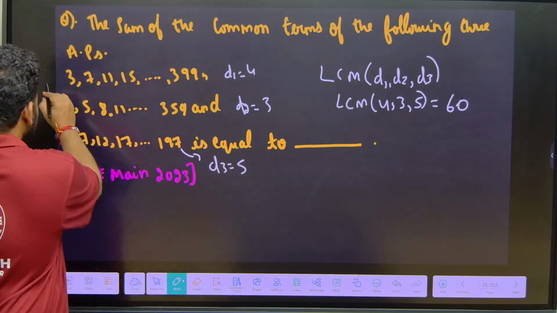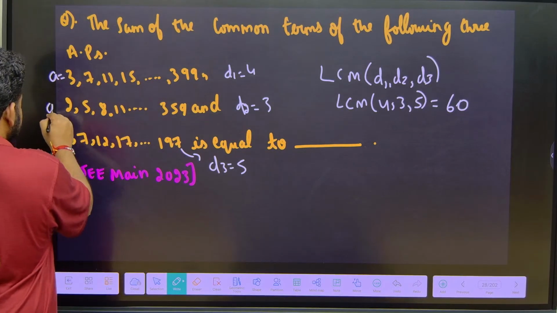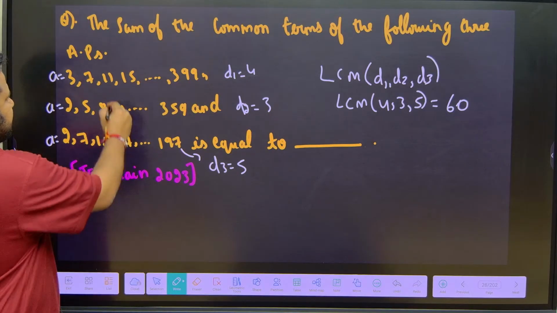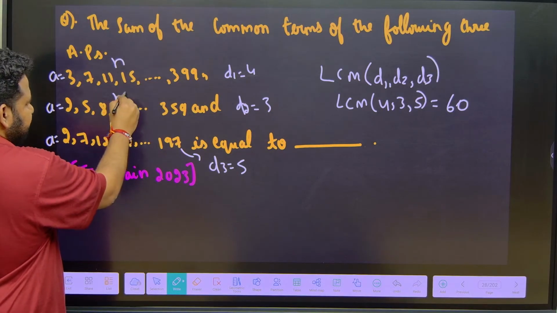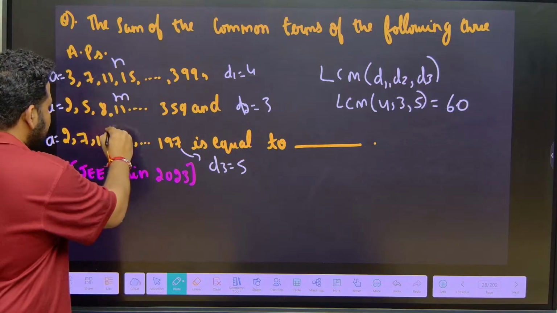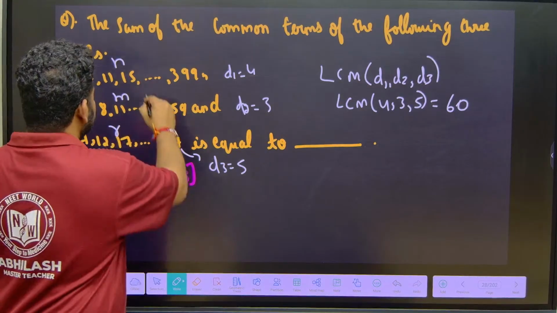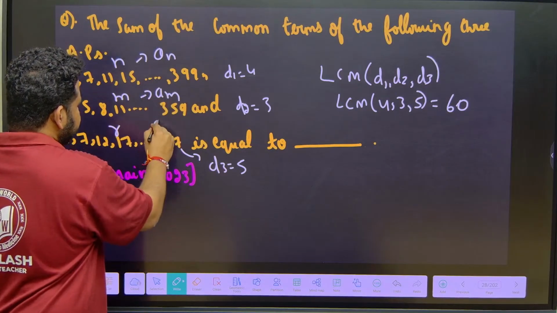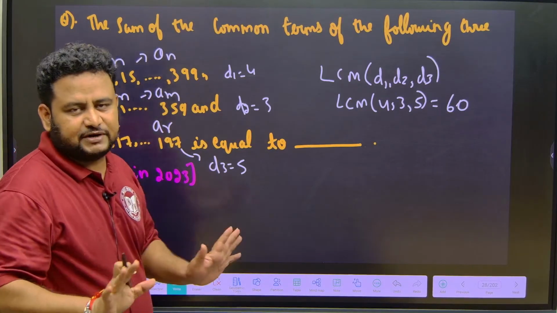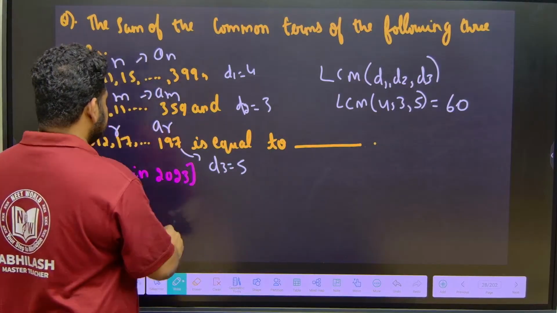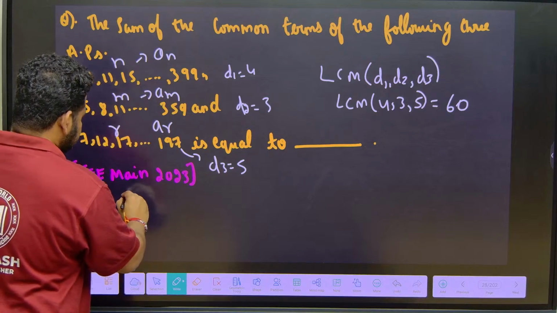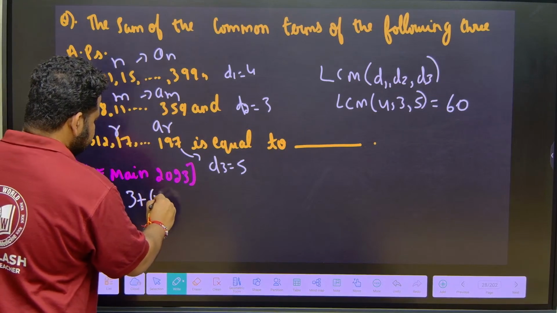Here A is equal to 3, here A is equal to 2, here A is equal to 2 again. Let this AP have n number of terms, let this AP have m number of terms and let this AP have r number of terms. So here we have to find an, am and ar. Then we have to equate all the 3. So first let us find an. an is equal to a plus n minus 1 into d. A is 3 here, so 3 plus n minus 1 into d.